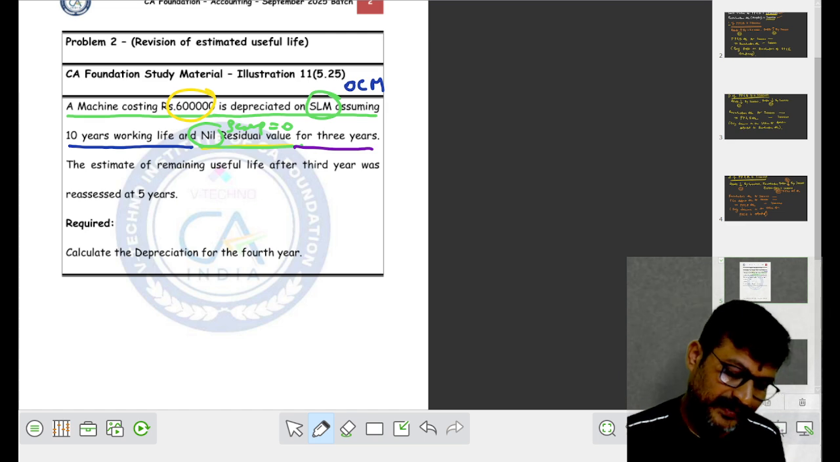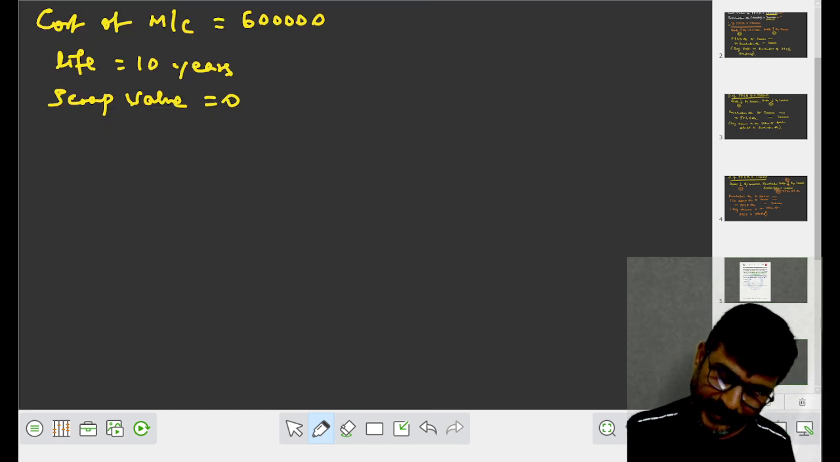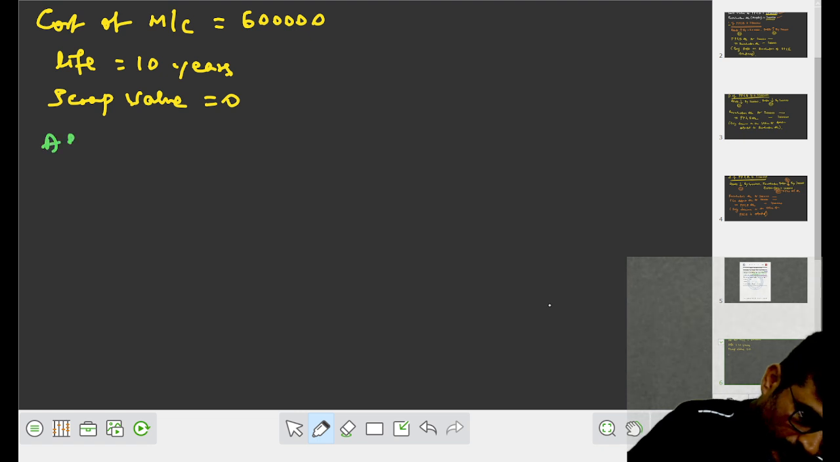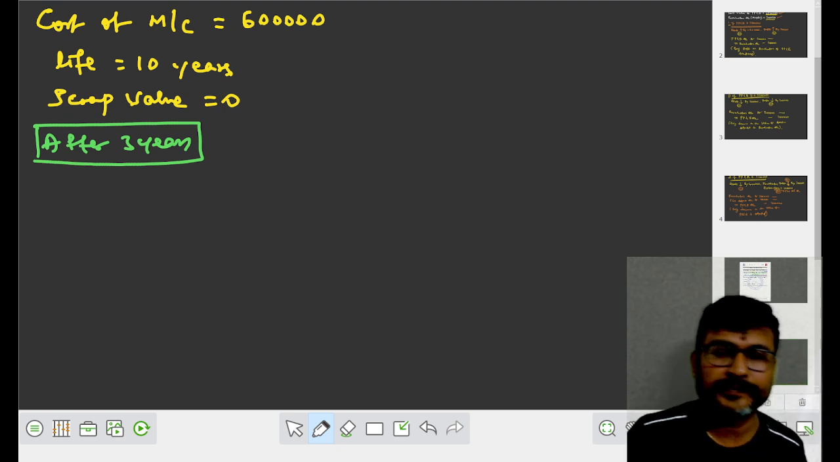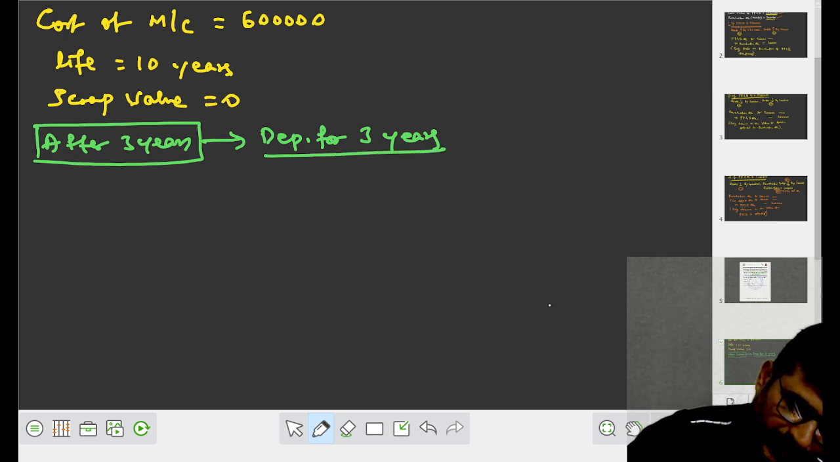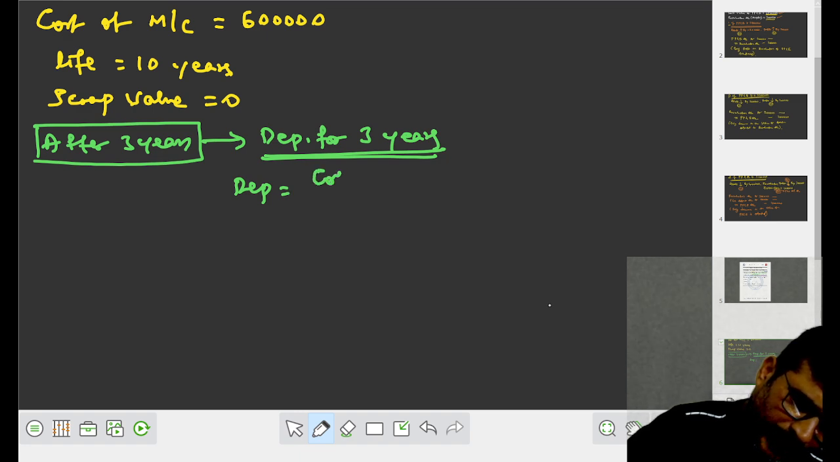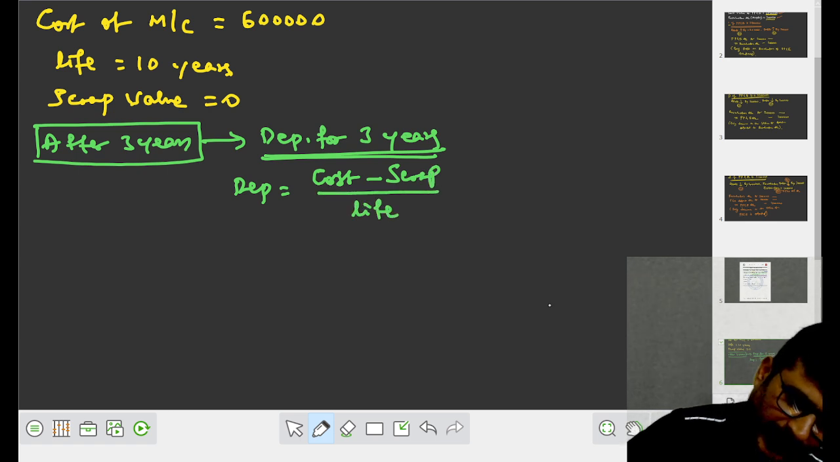Then see what happened. After 3 years, scrap value is nil. After how many years? After 3 years, scrap value is 0. Now what to do? We have to calculate depreciation for 3 years. How to calculate the depreciation? Very simple. When the rate is not given, you know very well, cost minus scrap by life, into 3 years.